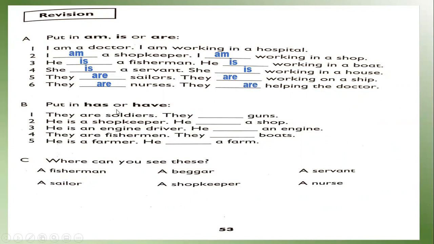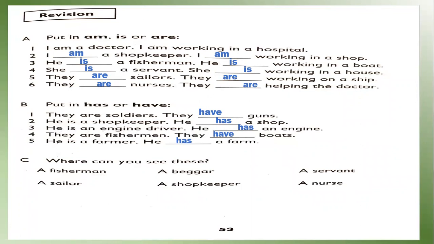Exercise B, put in has or have. Same like this. With a singular noun, you use am, is. And with a singular noun, you use has. And when it is plural, we use have. I will tell you where we use has or have. They are soldiers. They have guns. He is a shopkeeper. He has a shop. With single, he, you use has. He is an engine driver. Again, he has. They are fishermen. They, yes, have. He is a farmer. He has a farm.